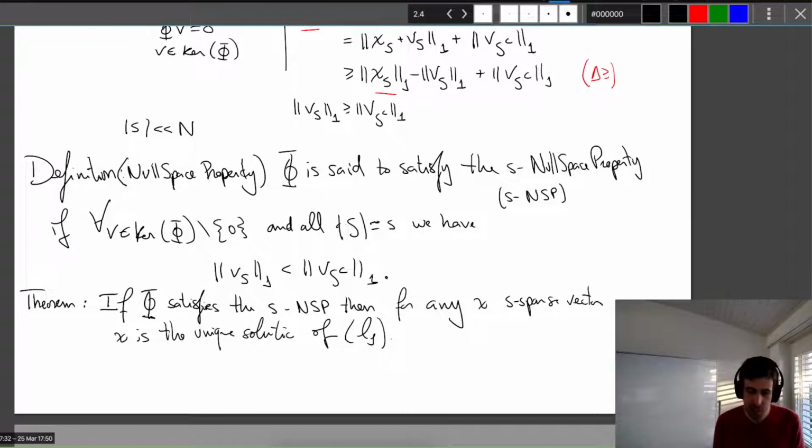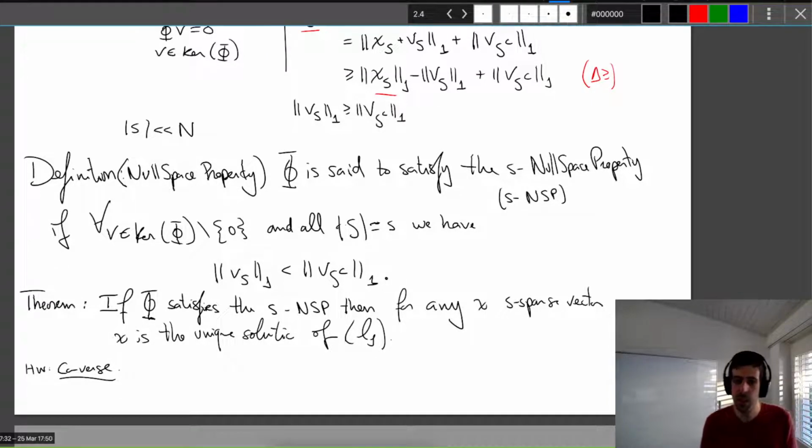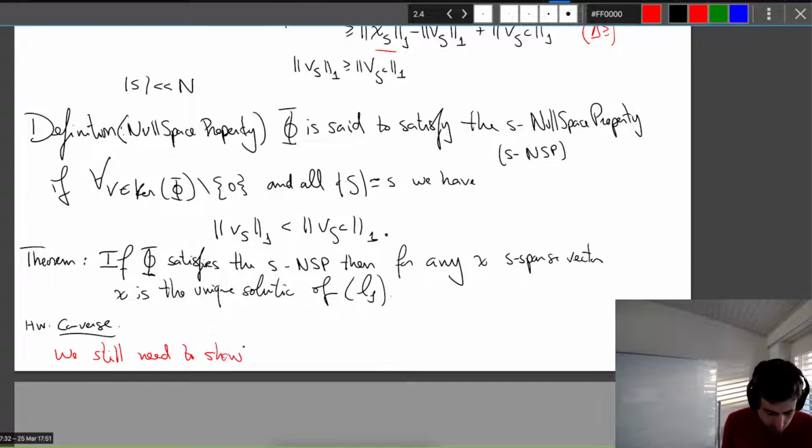Now, I left as a challenge to prove the converse, that if L1 recovery works for any S-sparse vector, then phi needs to satisfy the null space property. You can think of it as homework. It's good because you'll get a bit more used to these notions, and it's essentially a very, very similar idea. If it doesn't satisfy the null space property, you try to find a sparse vector x for which you wouldn't have exact recovery. So think about what I mean. I still have to argue that these matrices exist. We still need to show that these matrices exist. Otherwise, it's all for nothing, right?